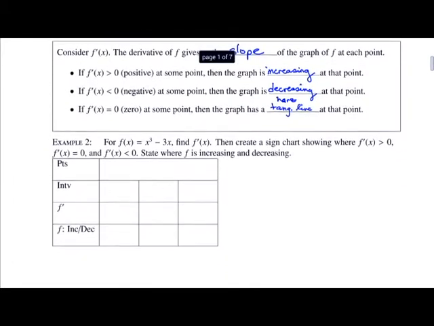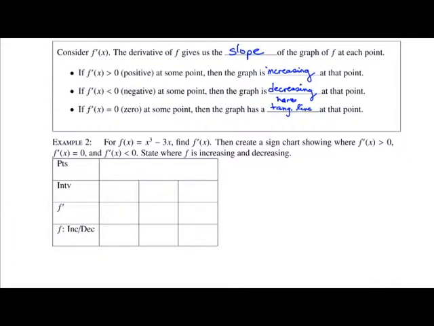Let's look at example 2. The function here is x cubed minus 3x. It's the same one in the graph above. We want to find the derivative and then create a sign chart showing where the derivative is positive, where it is 0, and where it is negative. And then we will state whether it's increasing or decreasing.